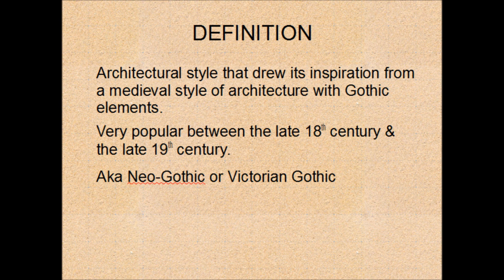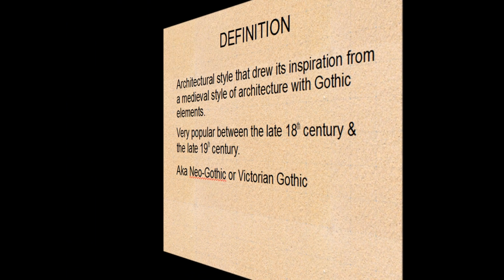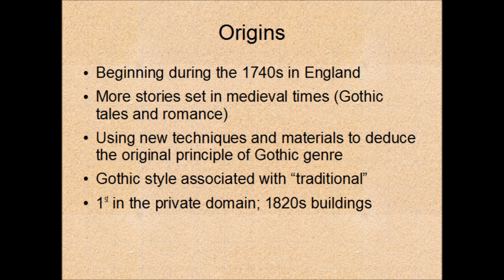This architectural style was popular between the late 18th century and the late 19th century. This architectural movement began in England during the 1740s. This movement occurred as the industrialization progressed in England, creating reactions against the use of machinery and advocating medievalism. The supporters of medievalism saw the pre-industrial model as a golden age.